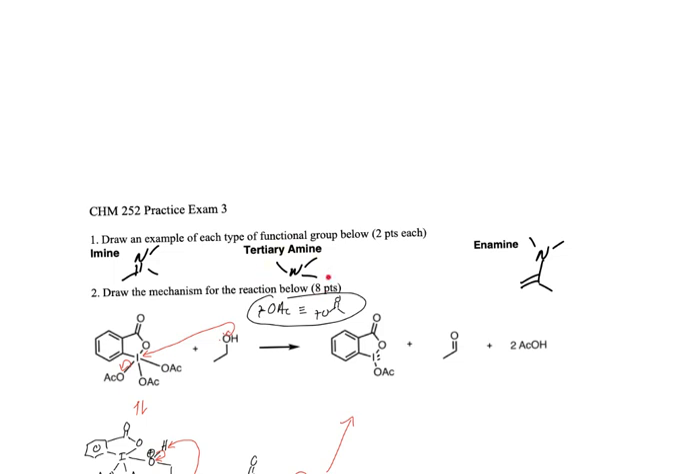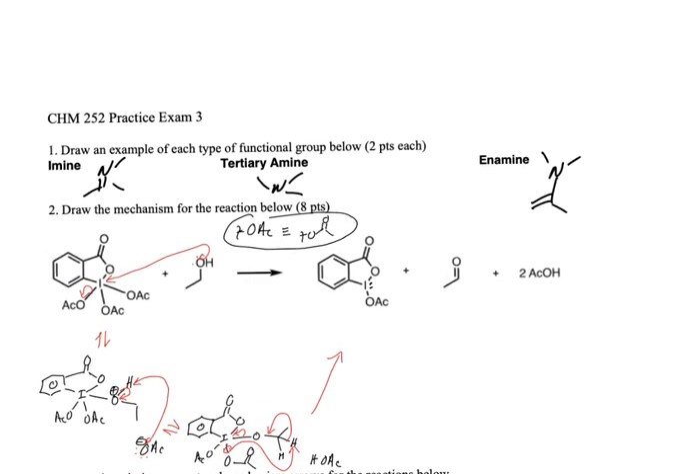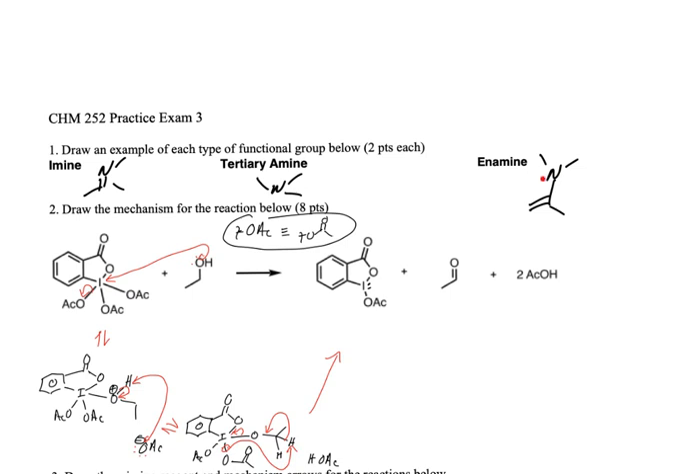Tertiary amine: just a nitrogen bonded to three carbons. These are just three methyls, but it could be anything you want it to be. Of course. Enamine, same deal. Nitrogen singly bonded to three carbons, I guess you'd say, adjacent, right next to a C=C pi bond. That's an enamine.